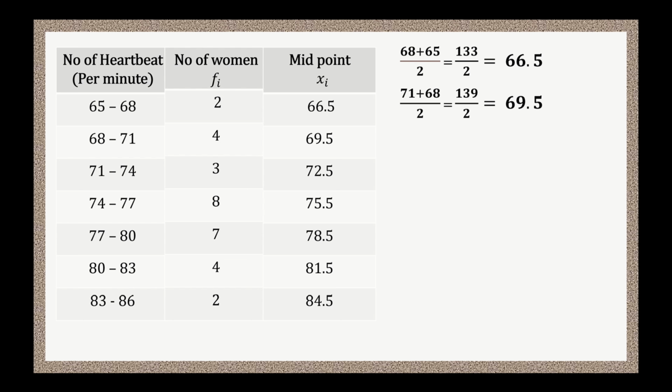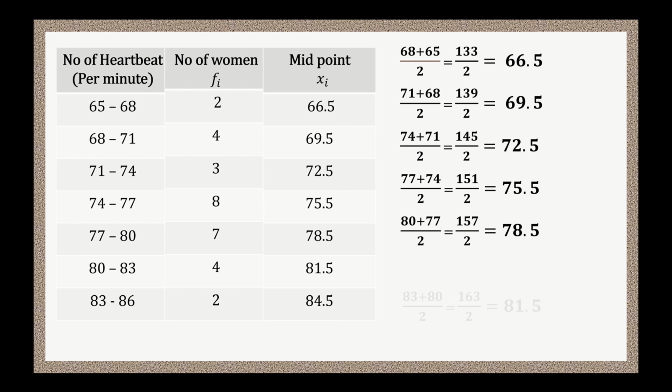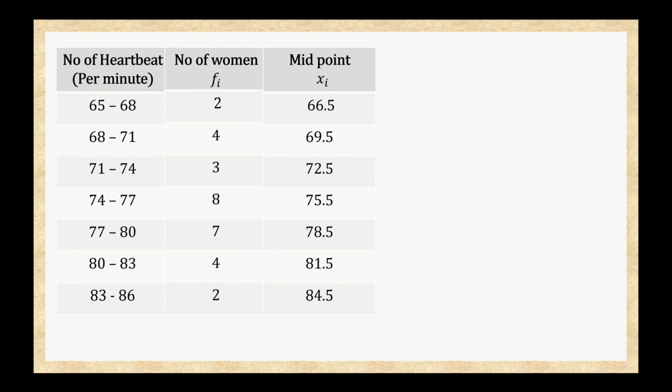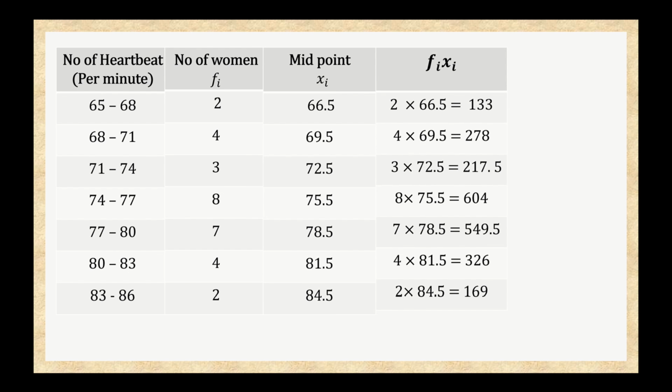In the same way, you have to add for the remaining class intervals. 71 plus 68 divided by 2. 74 plus 71 by 2. In the same way, you can find the midpoints for the remaining class intervals. If you see, I have calculated all the midpoints by using the formula listed here. Now, you have to create one more column, that is fi xi, where you multiply frequencies into midpoint, that is fi into xi. 2 into 66.5, that is 133. 4 into 69.5, 3 into 72.5. Similarly, you have to calculate for the remaining.